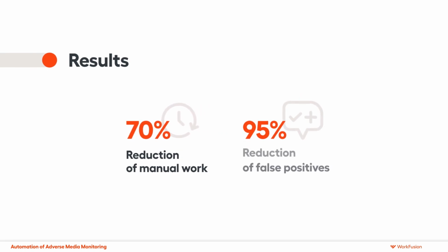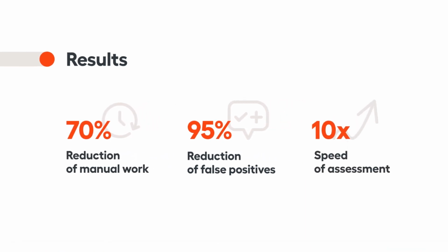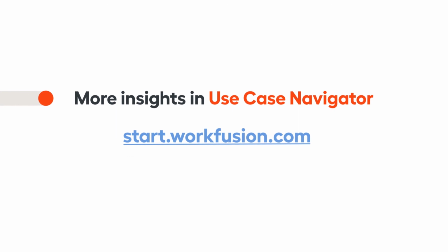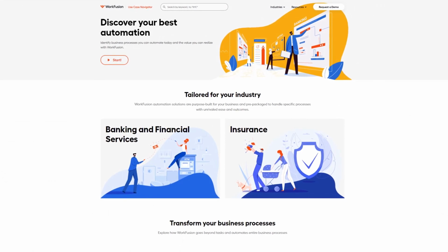The number of irrelevant news articles to be analyzed is reduced by 95%, and the assessment is completed 10 times faster. It allows increasing adverse media coverage significantly to provide better compliance. Begin improving adverse media monitoring and other anti-money laundering operations right now. Start with one process and scale fast with the other automation use cases.